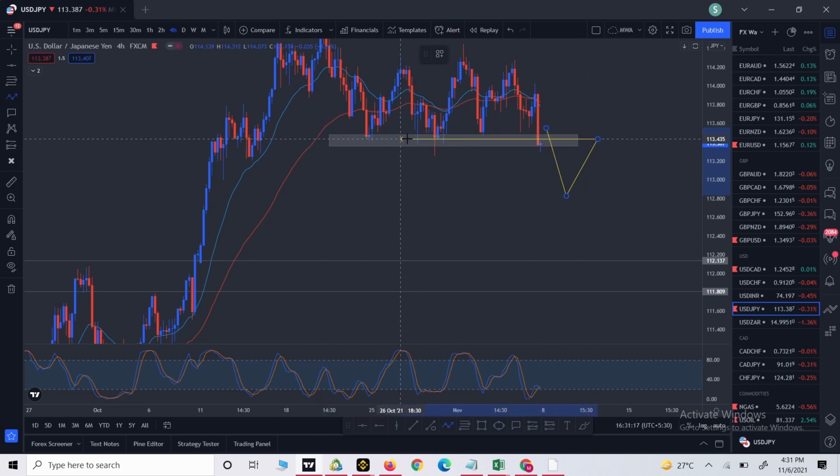And as we can see, this is going to be a zone which has been retested a couple of times. So it was a strong support zone. It is a strong support zone. So in that scenario, this is going to act as a very strong resistance zone.